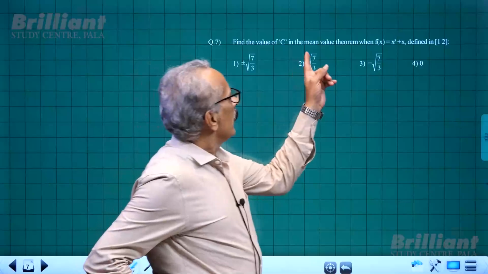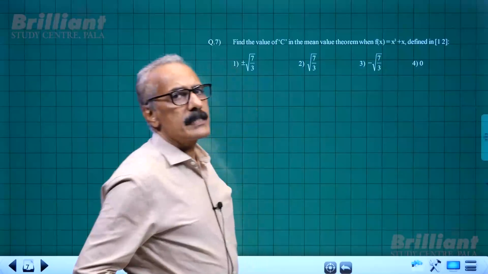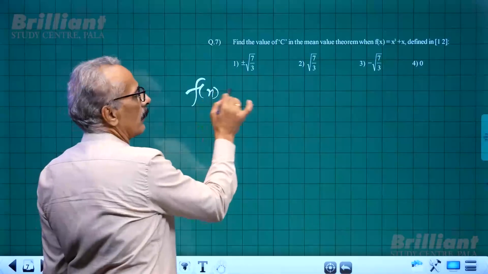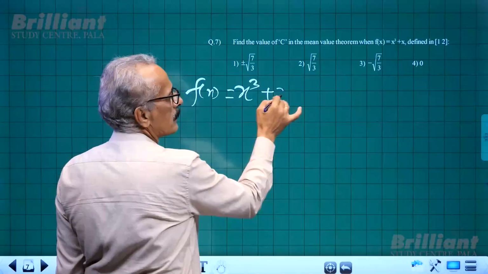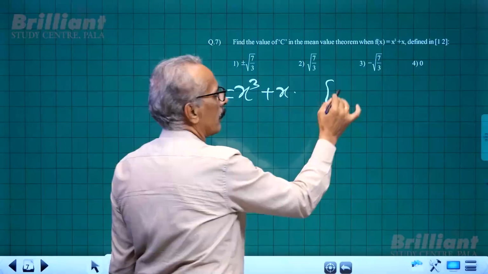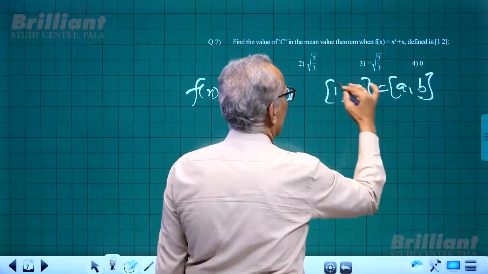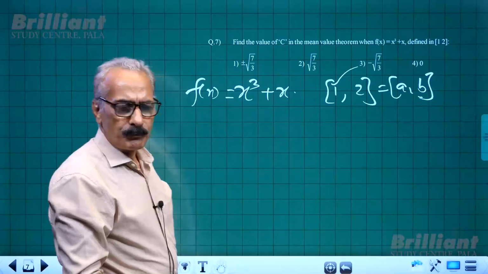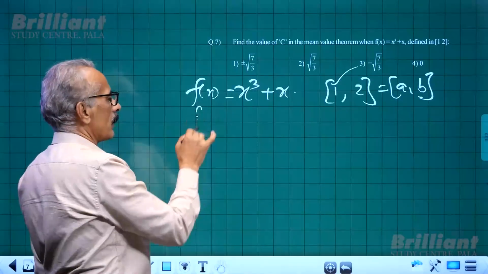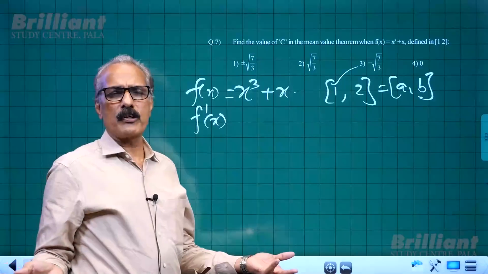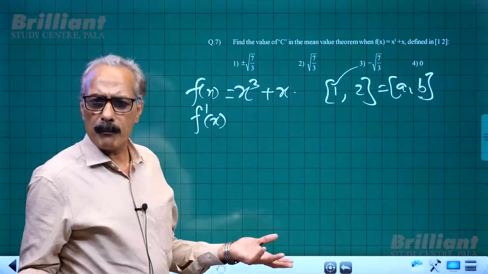Find the value of c in the mean value theorem, meaning Lagrange's mean value theorem. So what is f of x here? f of x is x cube plus x. What's the interval? That is 1, 2, where a to b. So your a is 1, b is 2. Now we will calculate f dash x also. It's a polynomial, it is continuous and differentiable, so Lagrange's mean value theorem can be applied.